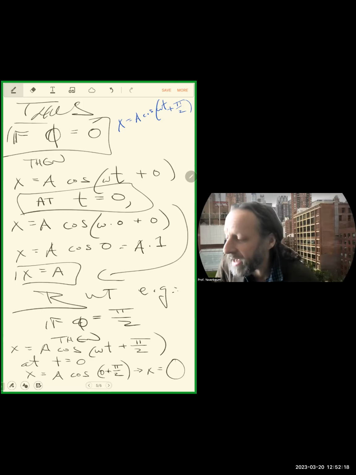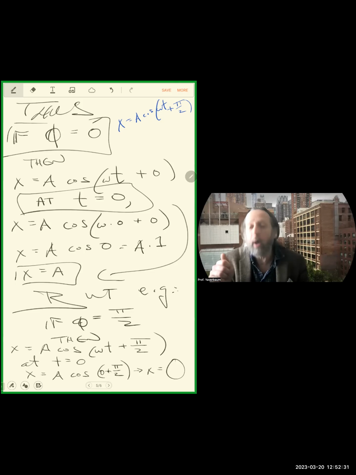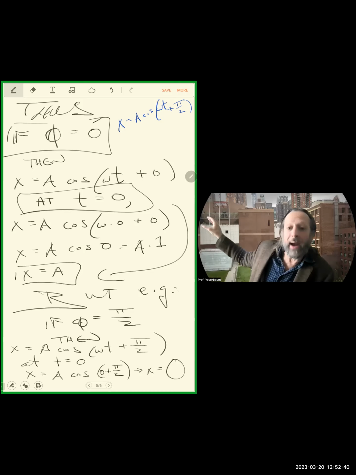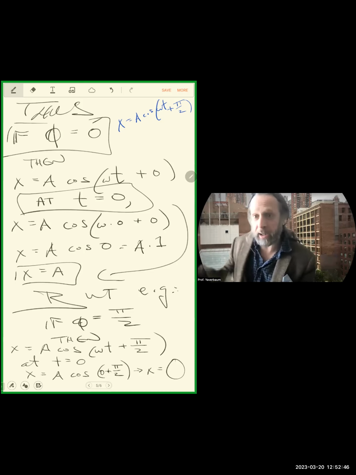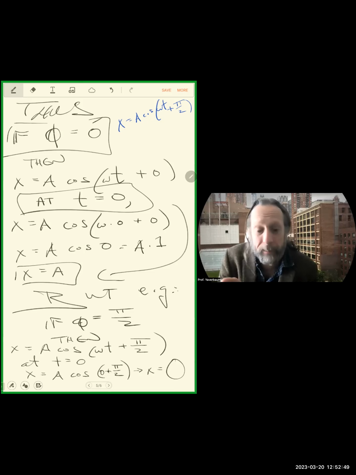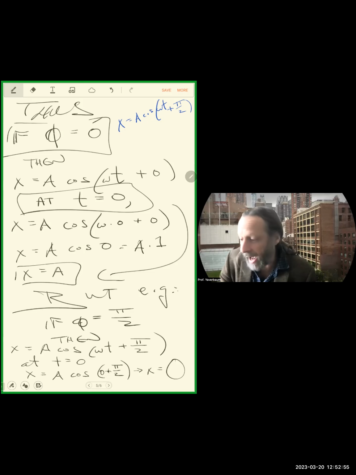But if we set phi equal to pi over 2, what that means is that we're waiting pi over 2 radians before we click our stopwatch. So when our stopwatch started, when time equals zero, the mass was already pi over 2 radians, a quarter cycle, into its motion. It was already at the equilibrium position, pi over 2 radians away from amplitude. It was at x equals zero. Please remember, x equals zero means the equilibrium position. I think you are remembering that. That's why you asked that in the chat.